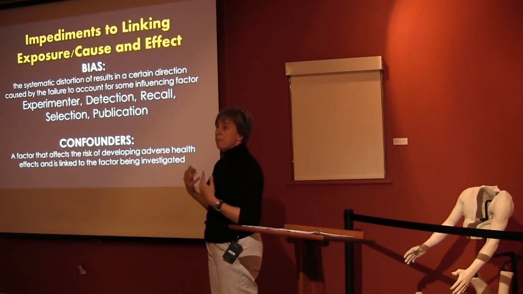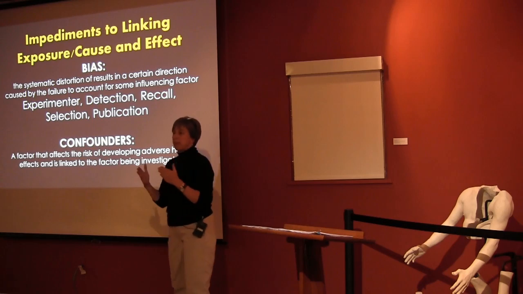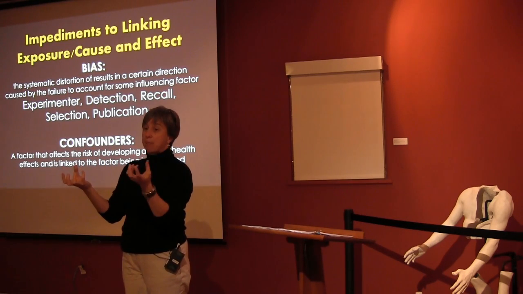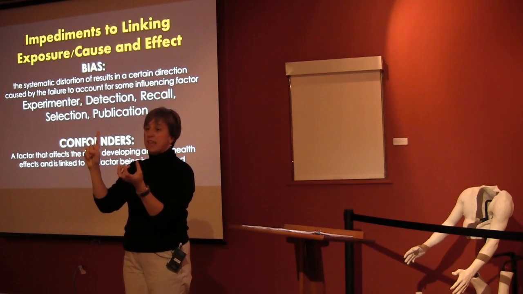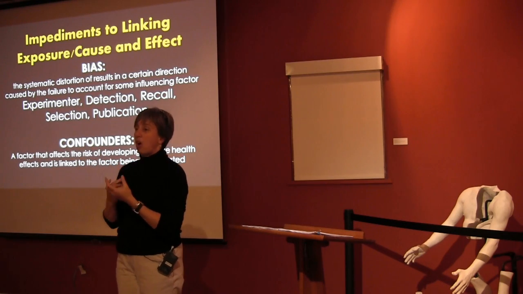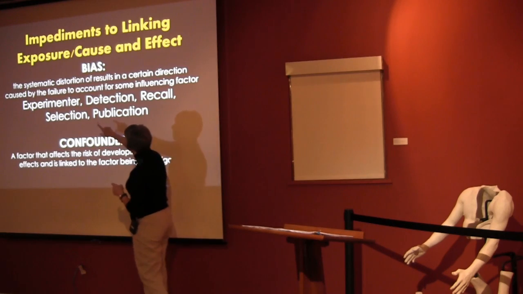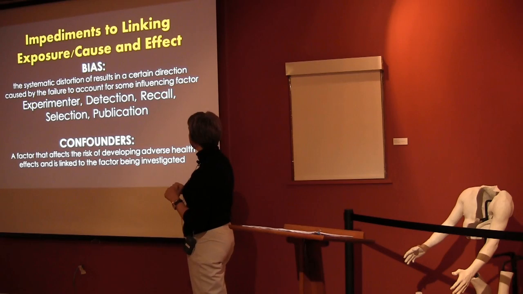Very fussy words, but basically all of the things that are happening here are streamlining the experiment so that you're always going to compare apples to apples. If at the base everything is the same, but one thing is different, then you can make a conclusion about what might be causing that. So bias here referring to a systematic distortion of results in a certain direction caused by the failure to account for some influencing factor.